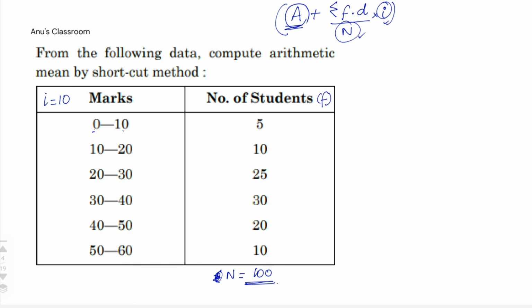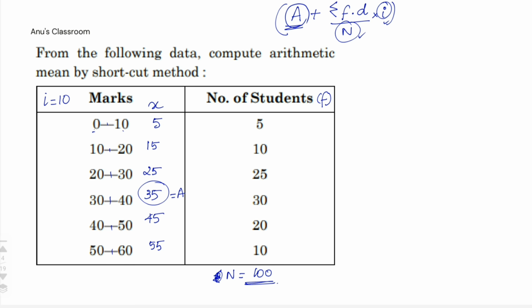Now, classes are given, so we have to find the midpoints of these classes, and that will be our X. Here it will be 5, 15, 25, 35, 45 and 55. Now you can choose any of these points as your A, that is your reference point. For now, I am taking it as 35. There is no need to take 35 itself. You can try any other point, but finally the mean should come the same for both of us.